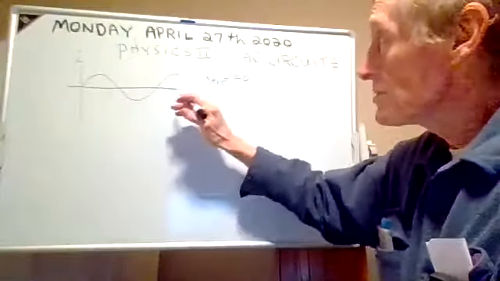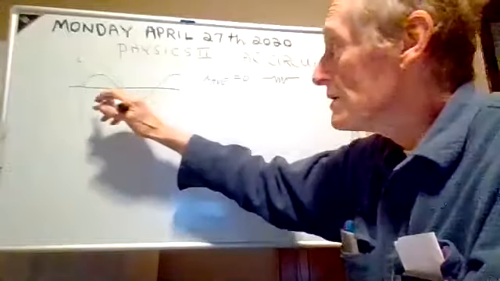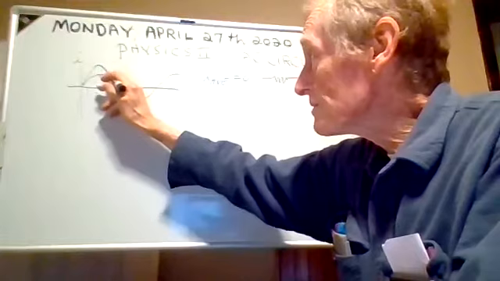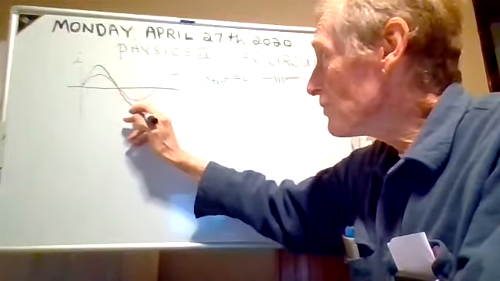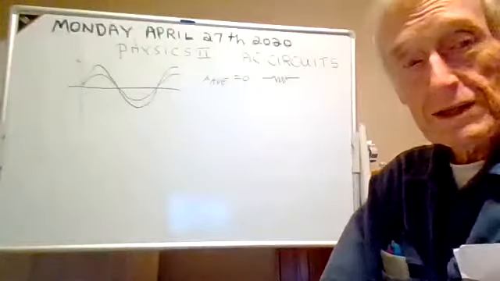Now, if you're talking about a resistor, then the voltage would just follow along like this.